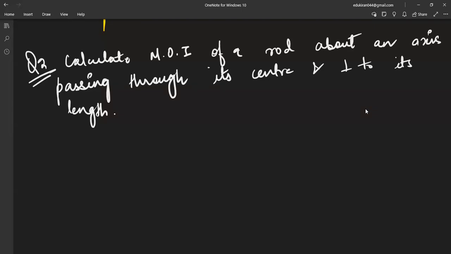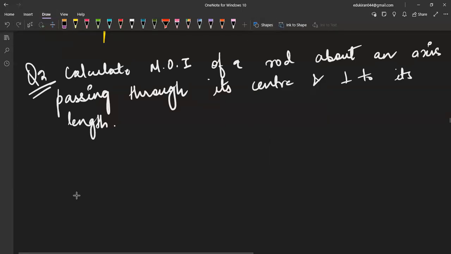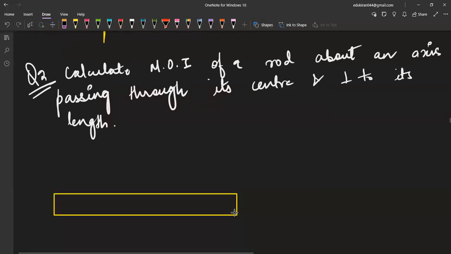And sometimes the length of the rod is asked. See, how will we solve this? Just understand. Please pay attention in class right now, because the rest I have shown you also. Then you just have to learn the formulas.